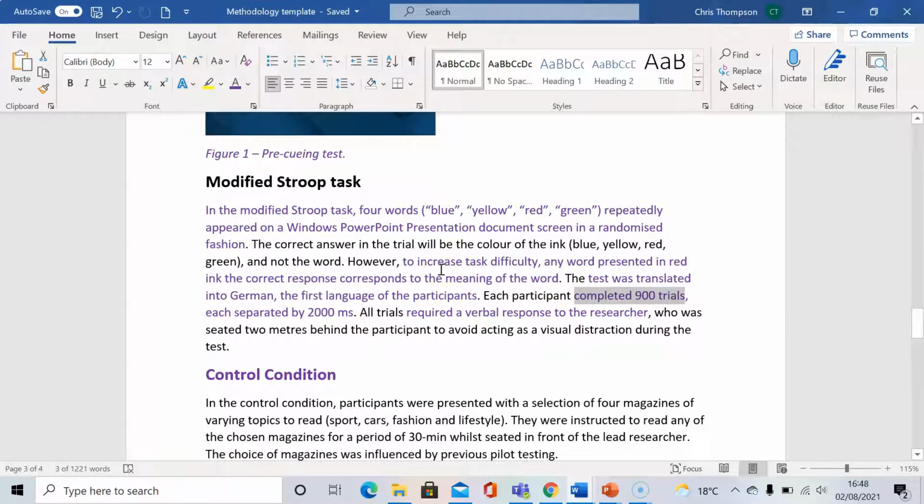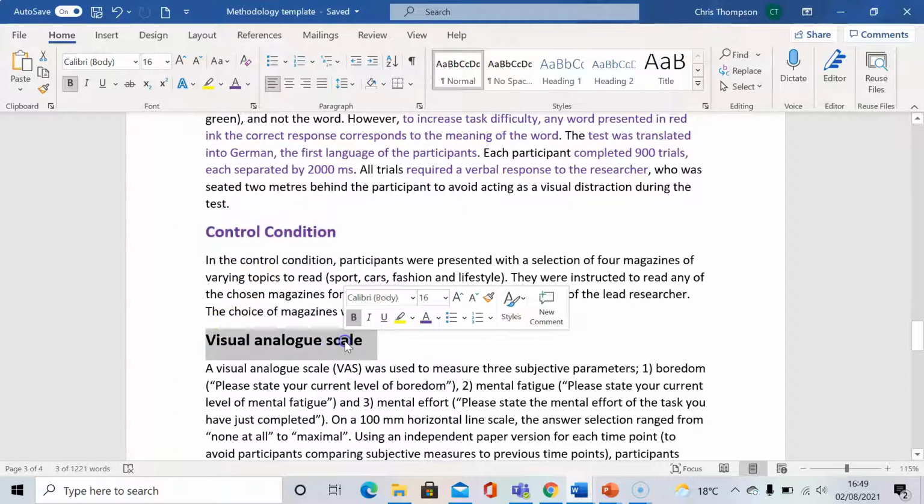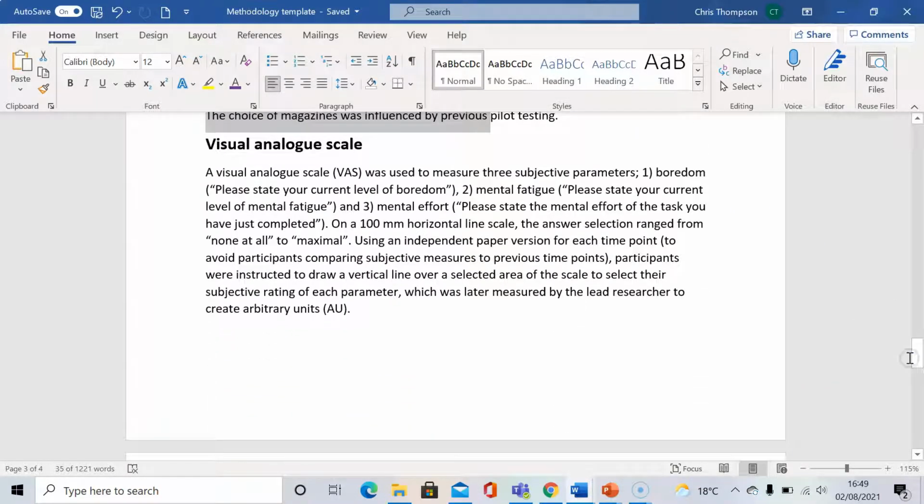So there may be some element within your procedures where you give a bit of detail, but the real core detail goes into its own section. So make sure your procedures isn't really long. You have to make sure you get to this bit here, and have your subheadings for each test that you use. Control conditions as well. If you have a control condition, make sure you have a short paragraph where you explain what the control condition was. This is a visual analog scale, so this is another subsection. I won't go into great detail because it's the same principle for each one. You just give a breakdown of what the person had to do within this test and what this test means.